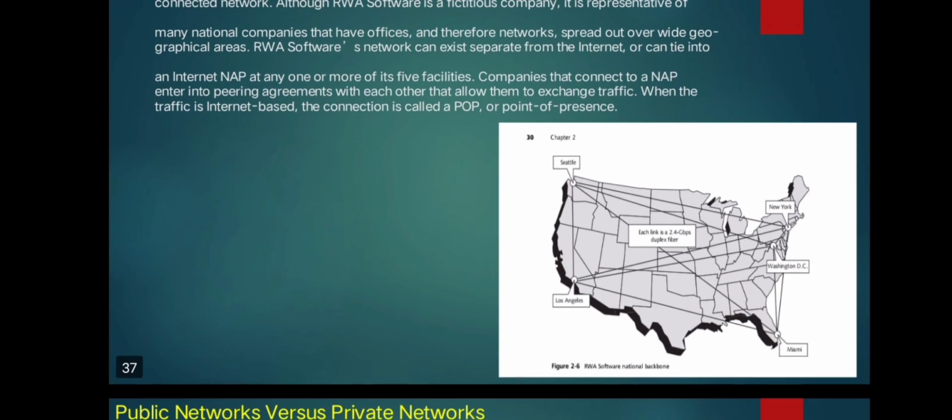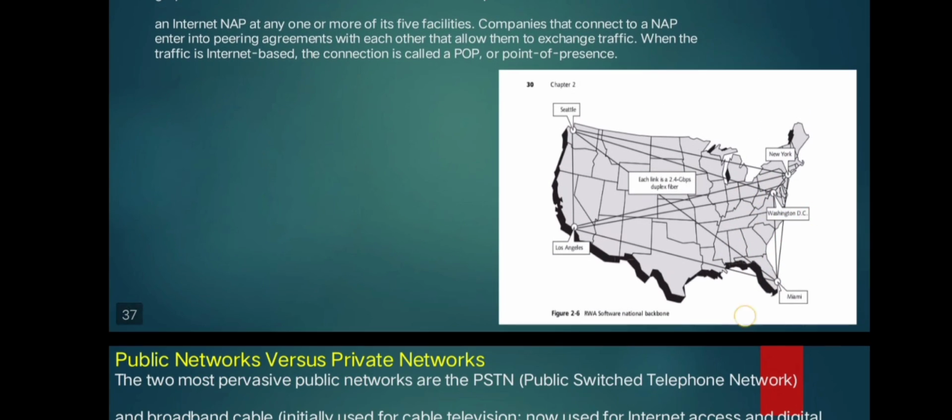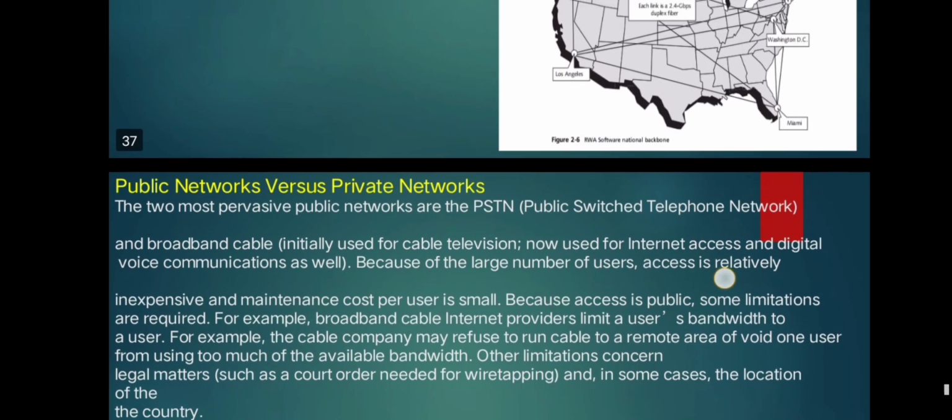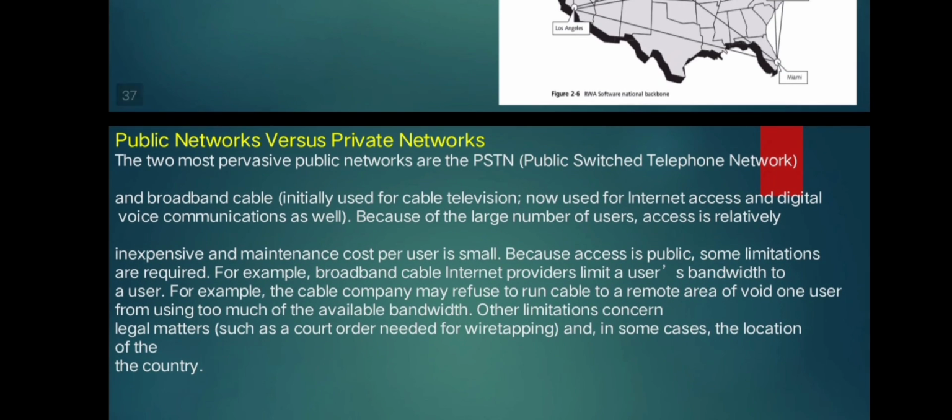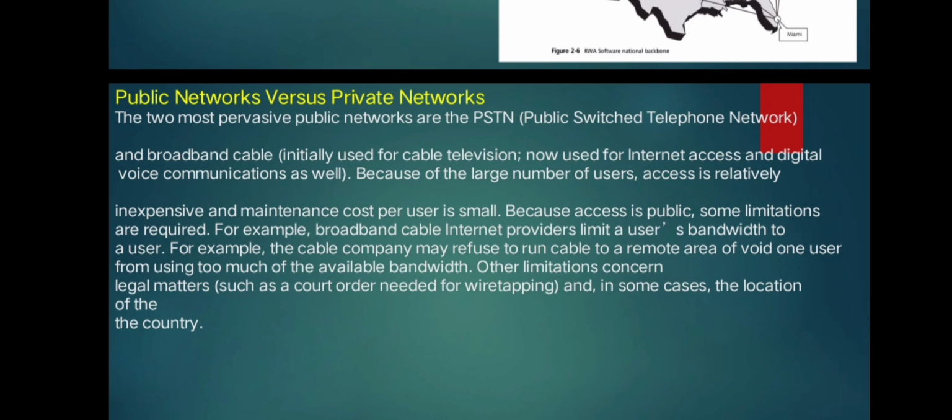Next is public networks versus private networks. The two most pervasive public networks are the PSTN, or Public Switched Telephone Network, and broadband cable, initially used for cable television, now used for internet access and digital voice communication as well. Because of the large number of users, access is relatively inexpensive and maintenance cost per user is small.